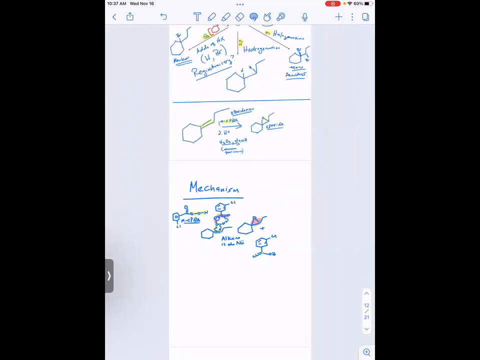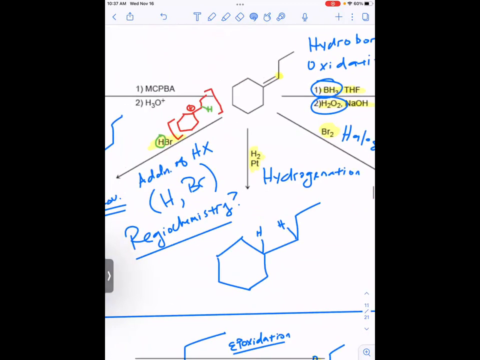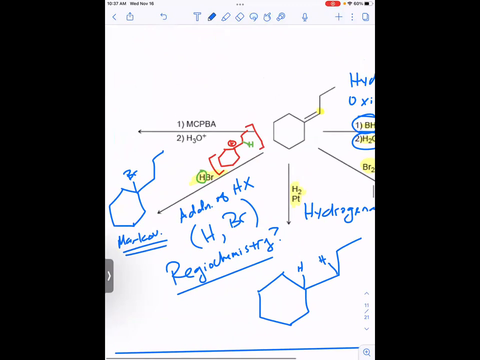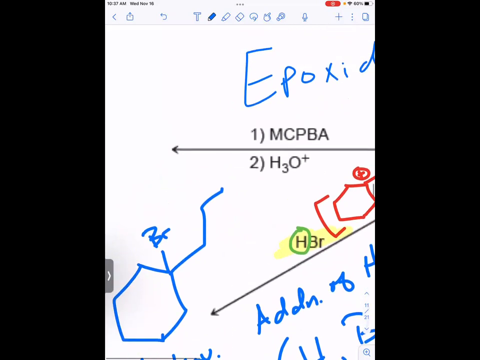All right. So we've gone through this reaction wheel and we looked at, I'm gonna go ahead and write in what this is. That's an epoxidation. And this is the product here.